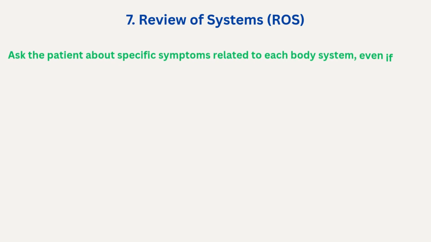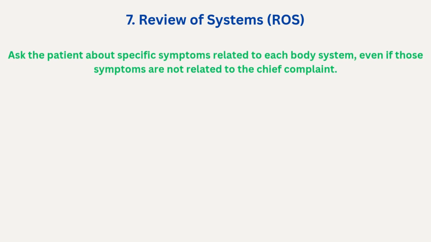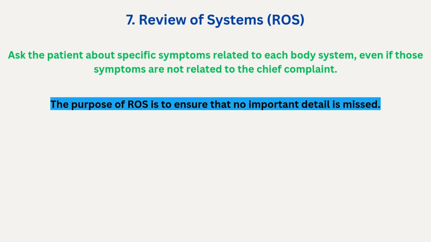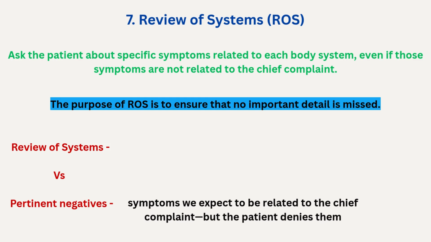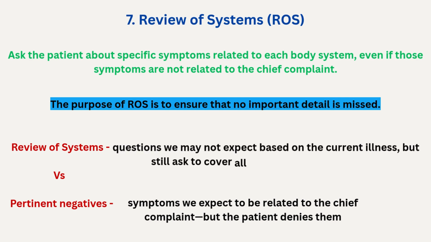In this part, we systematically ask the patient about specific symptoms related to each body system, even if those symptoms are not related to the chief complaint. The purpose is to ensure that no important detail is missed. This is different from pertinent negatives, which are symptoms we expect to be related to the chief complaint, but the patient denies them. In contrast, the review of systems includes questions we may not expect based on the current illness, but still ask to cover all systems comprehensively.